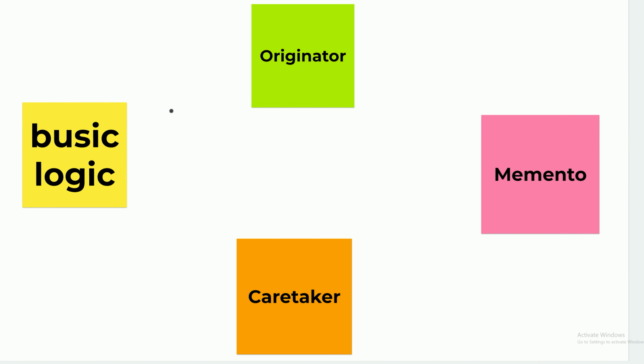Alright, so we have four components for that pattern. We have obviously our business logic, which is the state that we want to save and restore, the originator, the memento, and the caretaker. Right, so the originator will be able to get and set your business logic, and then your originator acts as a bridge with the memento as well.